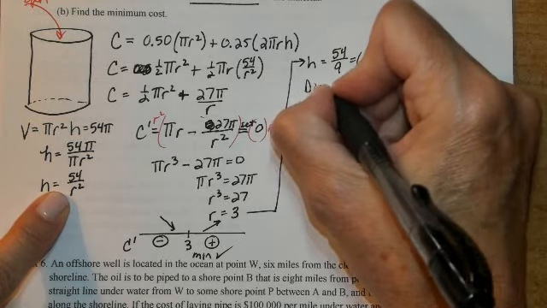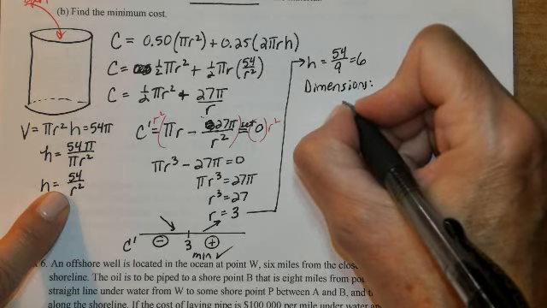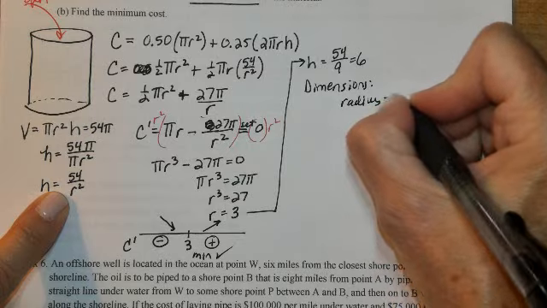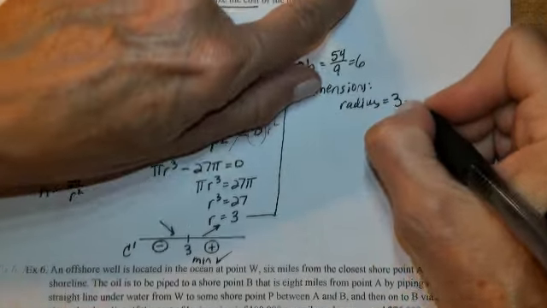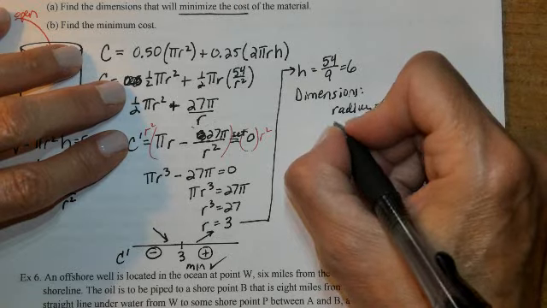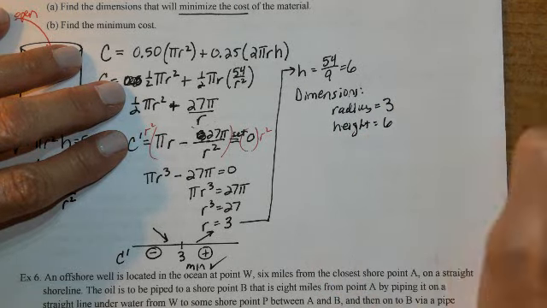So the dimensions will be, when the radius is 3 inches, give units if they ask. They didn't ask, so I'm not going to, but it would be inches, and the height is 6.